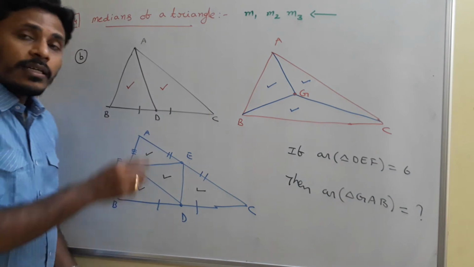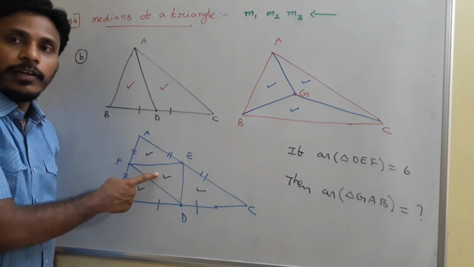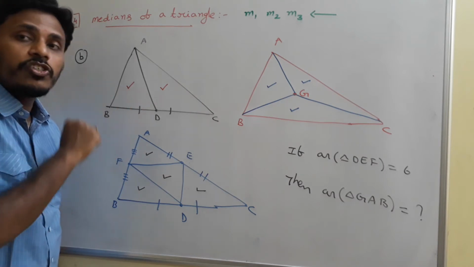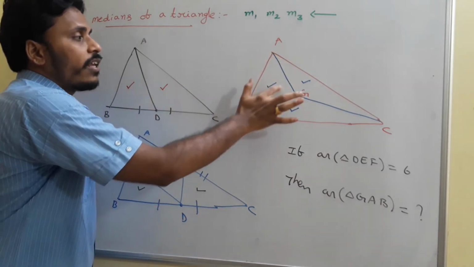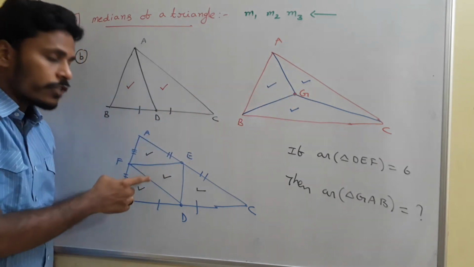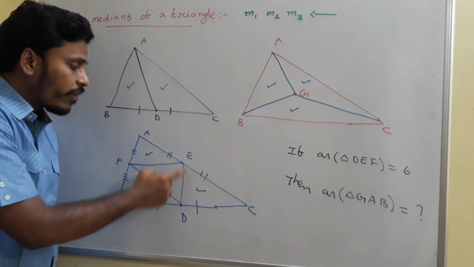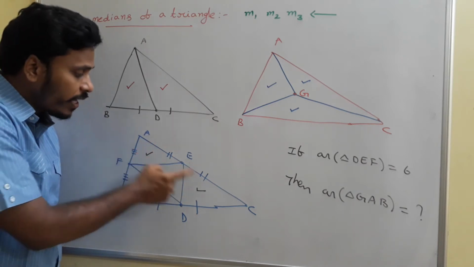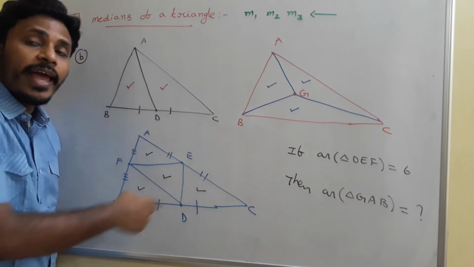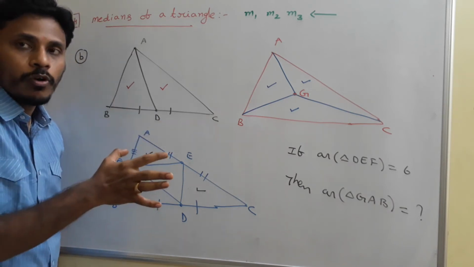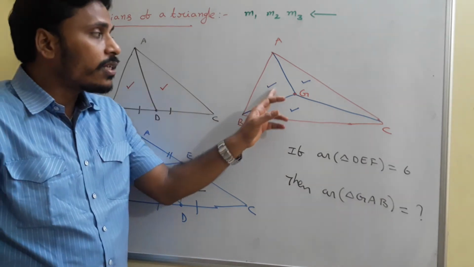Area of triangle DEF is given. That means this area is given, and area of triangle GAB is asked. We need to find this area. So the question is from this triangle diagram to that diagram. Since DEF area is 6, every area is 6. Since every area is 6, area of the triangle is how much? 24. And since area of the triangle is 24, now these three are equal.